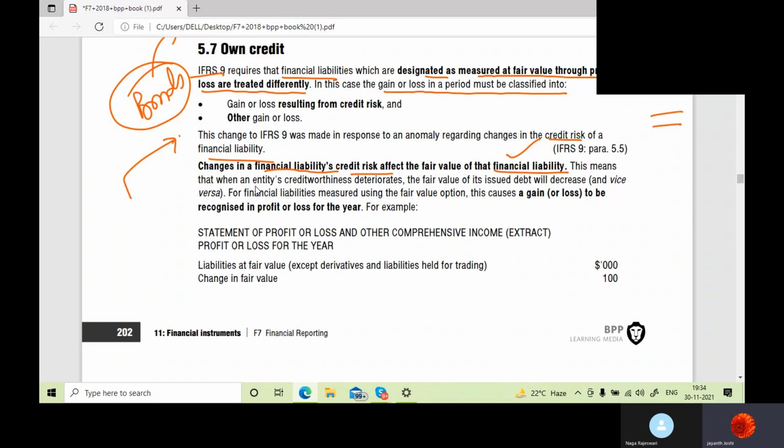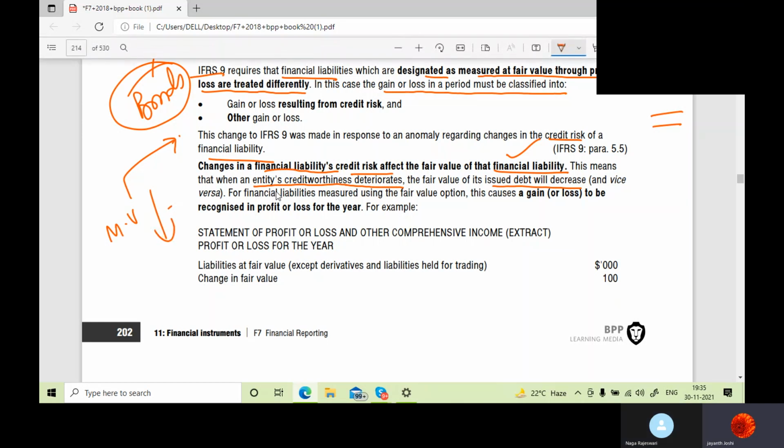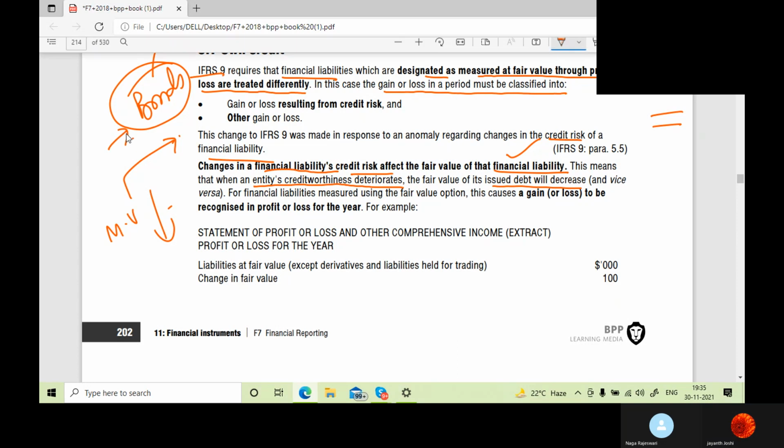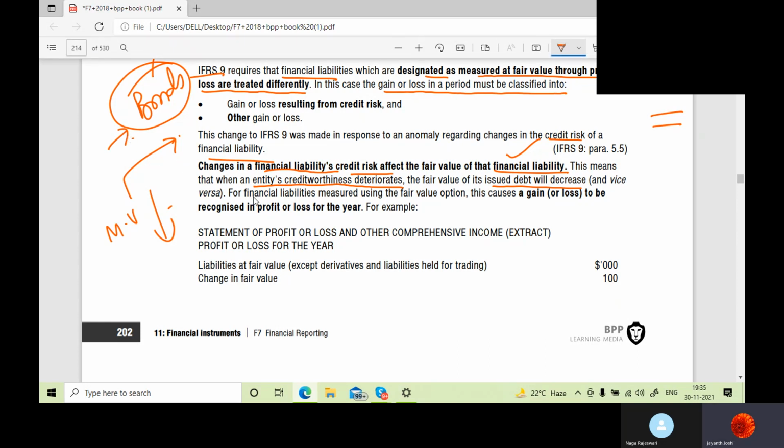This means that when an entity's creditworthiness deteriorates, the fair value of its issued debt will decrease. Correct or wrong? The market value will decrease. So here we are speaking about financial liabilities, especially bonds, because loans and all, that's not a matter of concern. But bonds are a security, an investment done by the investors, the people. So its value will decrease.